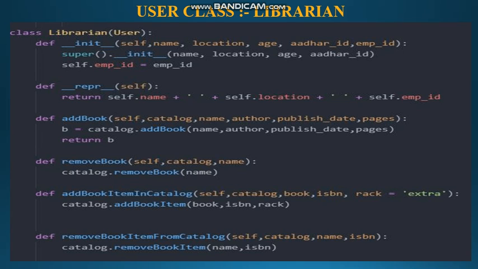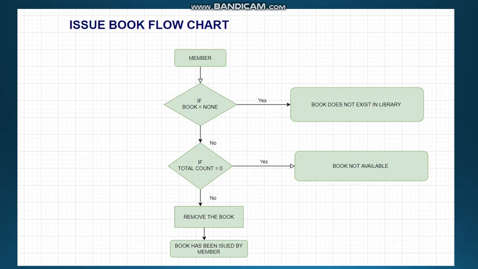Let us look at the issue book flow chart. If a particular member wants to issue a particular book, first we check whether it is present or not. If the book is none, it means the book does not exist in the library. If it is present, then we check the total count of that particular book. If the total count is 0, it means the book is not available in the library and all books are issued. And if the total count is not 0, we will remove that particular book from the library and issue it to the user or the member.